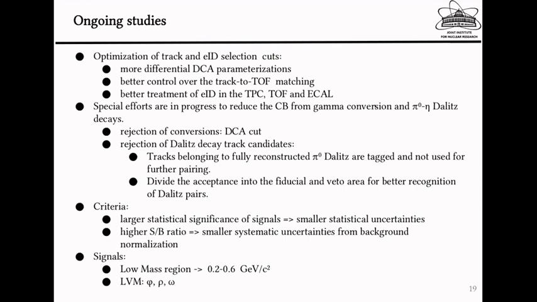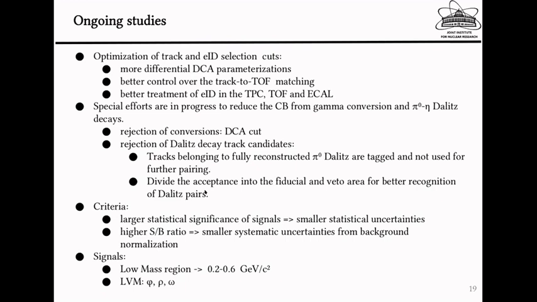For the rejection of conversions, we are looking at the DCA selection, which is doing quite a good job, as I will show in the next slides. The next one is the rejection of the Dalitz decay track candidates. In this, we are trying to first tag the fully reconstructed pi zero Dalitz tracks, recognize them, and then not use them for further pairing, to reduce the combinatorial background from them. Moreover, one can also divide the acceptance into fiducial and veto areas for better recognition of the Dalitz pairs.